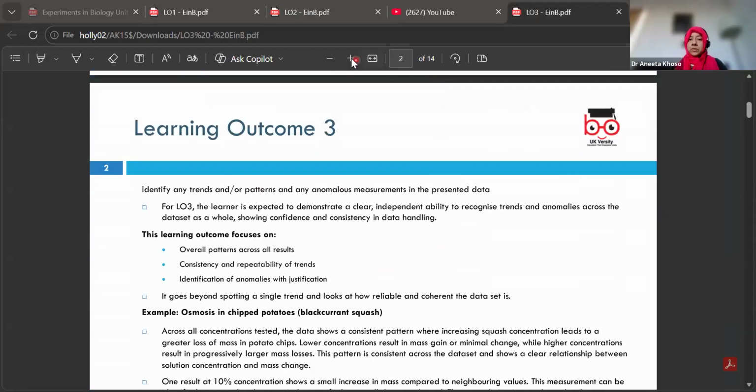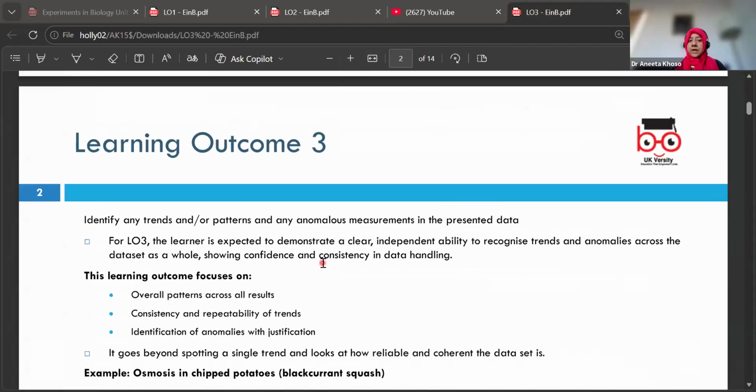So the third learning outcome is to identify any trends or patterns and any anomalous measurements in the presented data. So the data that is presented to you, do you see any trends? Do you see anything that is not normal? For learning outcome 3, the learner is expected to demonstrate a clear, independent ability to recognize certain trends and anomalies across the data set as a whole, and you would be showing confidence and consistency in data handling.